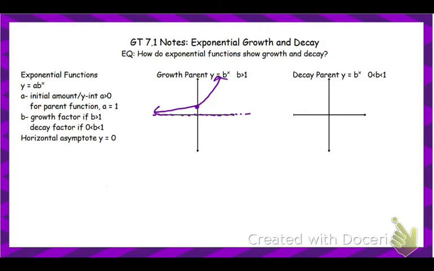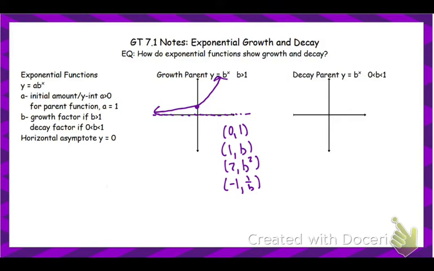Some of the points that are going to fall on this graph: (0, 1), because anything to the 0 power is 1. (1, the base). (2, the base squared). You also would have (-1, 1 over the base), because remember, those negative exponents are going to flip your fractions.